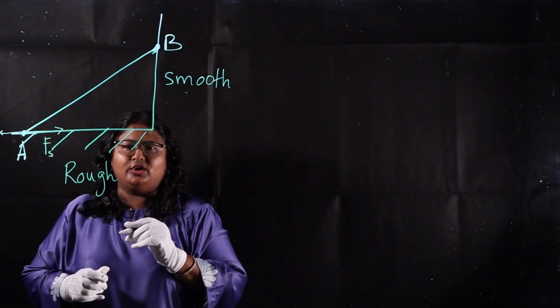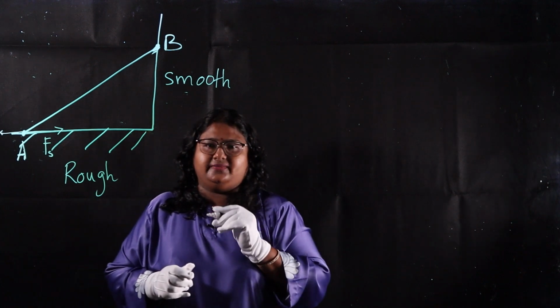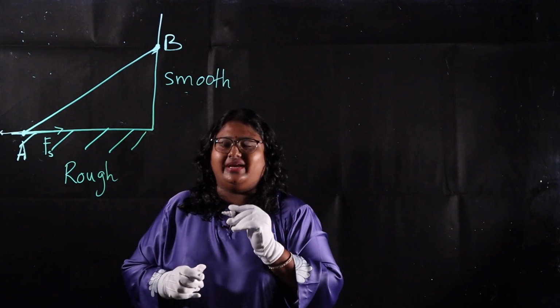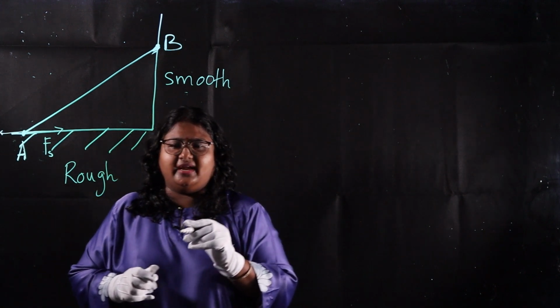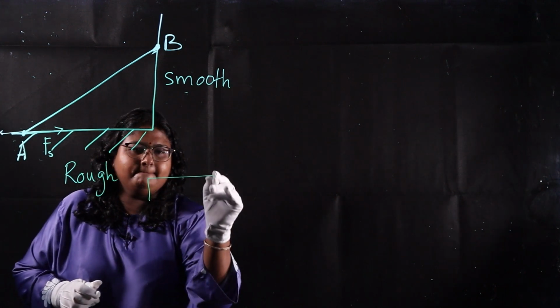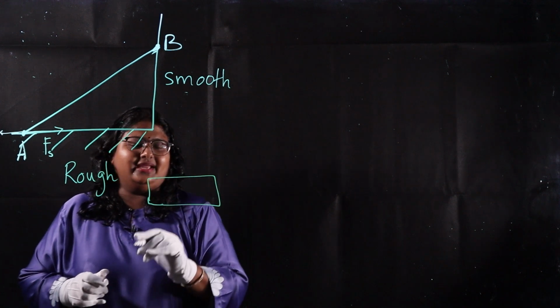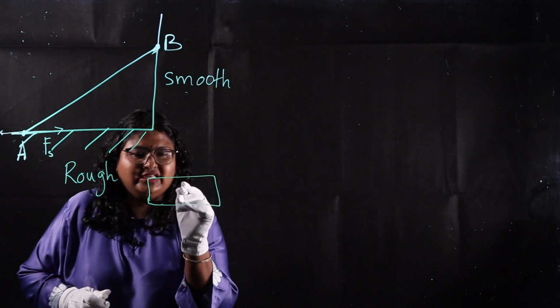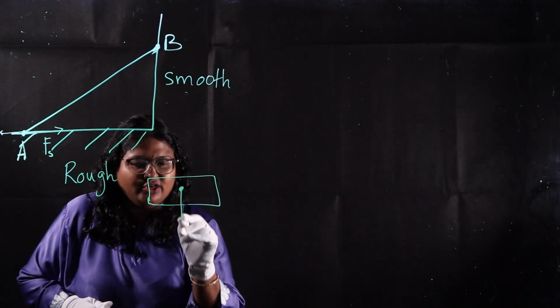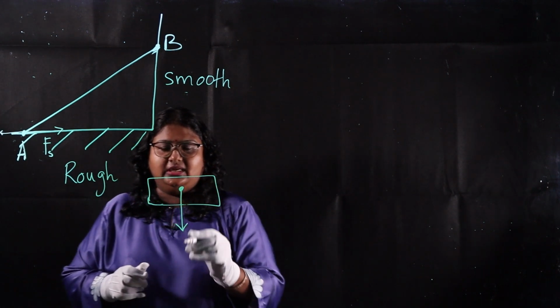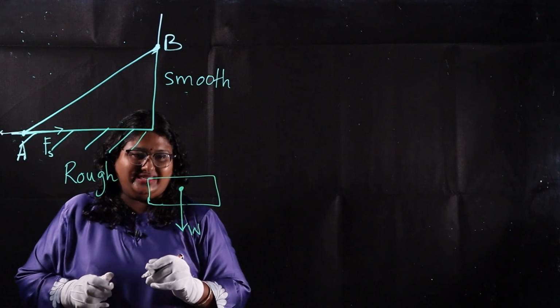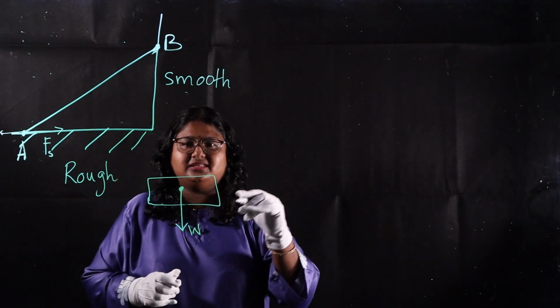The second force is the weight. Where is the weight? The weight will act on any object at the center of the object. Let's say this is the object. The weight will occur at the center of the object and it will point downward. This is really the weight if it is on a flat surface.